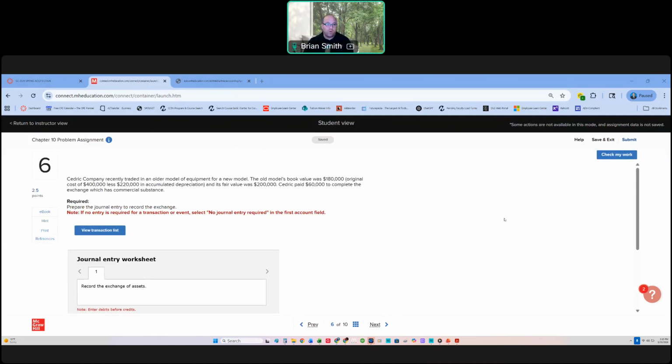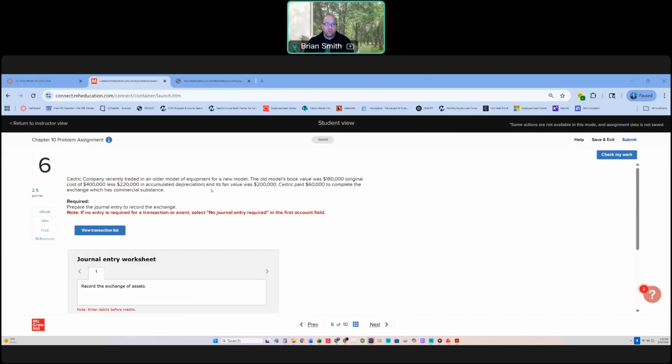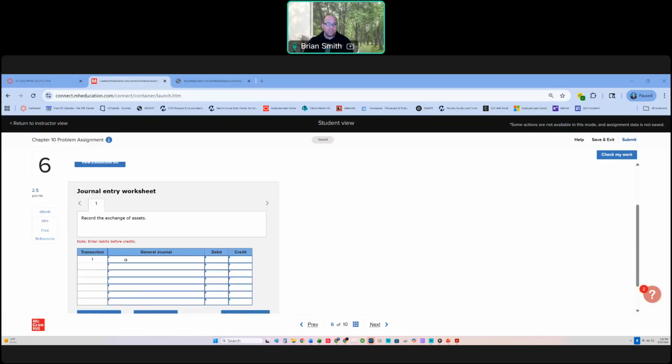Cedric Company recently traded an older model of equipment for a newer model. This is an exchange. The older model's book value was 180,000, original cost of 400,000, so 220,000 accumulated depreciation. Fair value was 200,000, so we have about a $20,000 difference there. Cedric paid 60,000 to complete the exchange, which has commercial substance. Record the exchange of the assets.